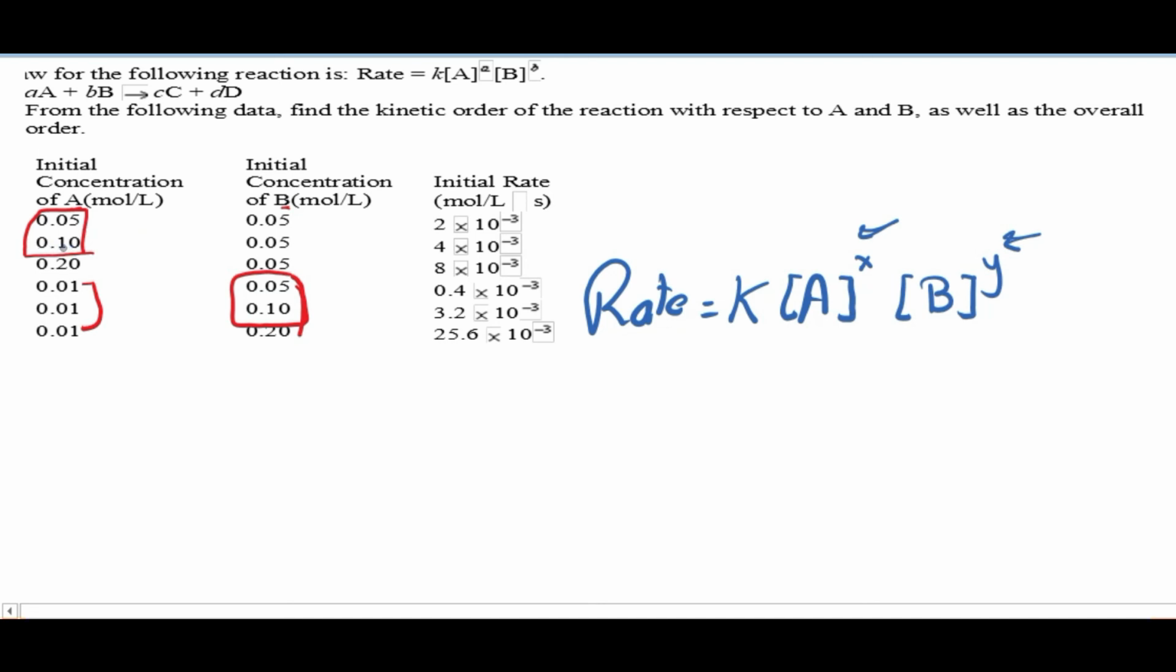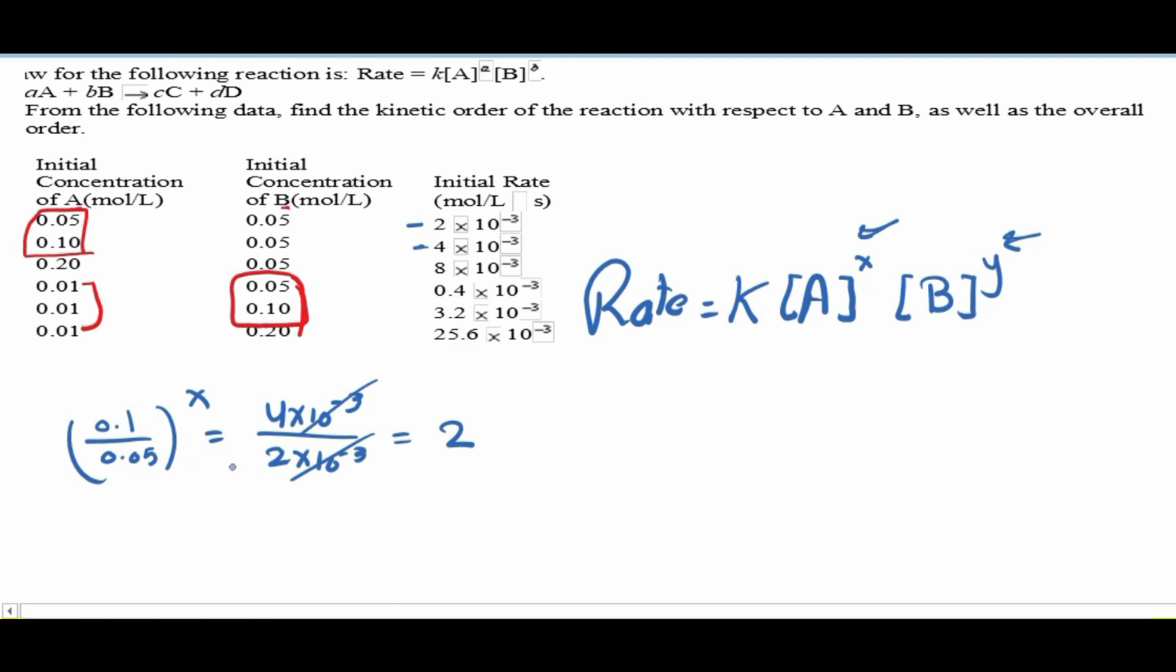I will start with A here. You have 0.1, which will be divided by 0.05. The concentration here will be 0.1 and 0.05, so I will divide these numbers: 0.1 divided by 0.05, all of them raised to the power x. After that, what is the rate? The rate here is 4 multiplied by 10 power negative 3 divided by 2 multiplied by 10 power negative 3. Cancel 10 power negative 3. Here 4 divided by 2 equals 2, and 0.1 divided by 0.05 equals 2. So you have 2 power x equals 2. Mathematically, x equals 1. So now we solved the first one; x here equals 1.